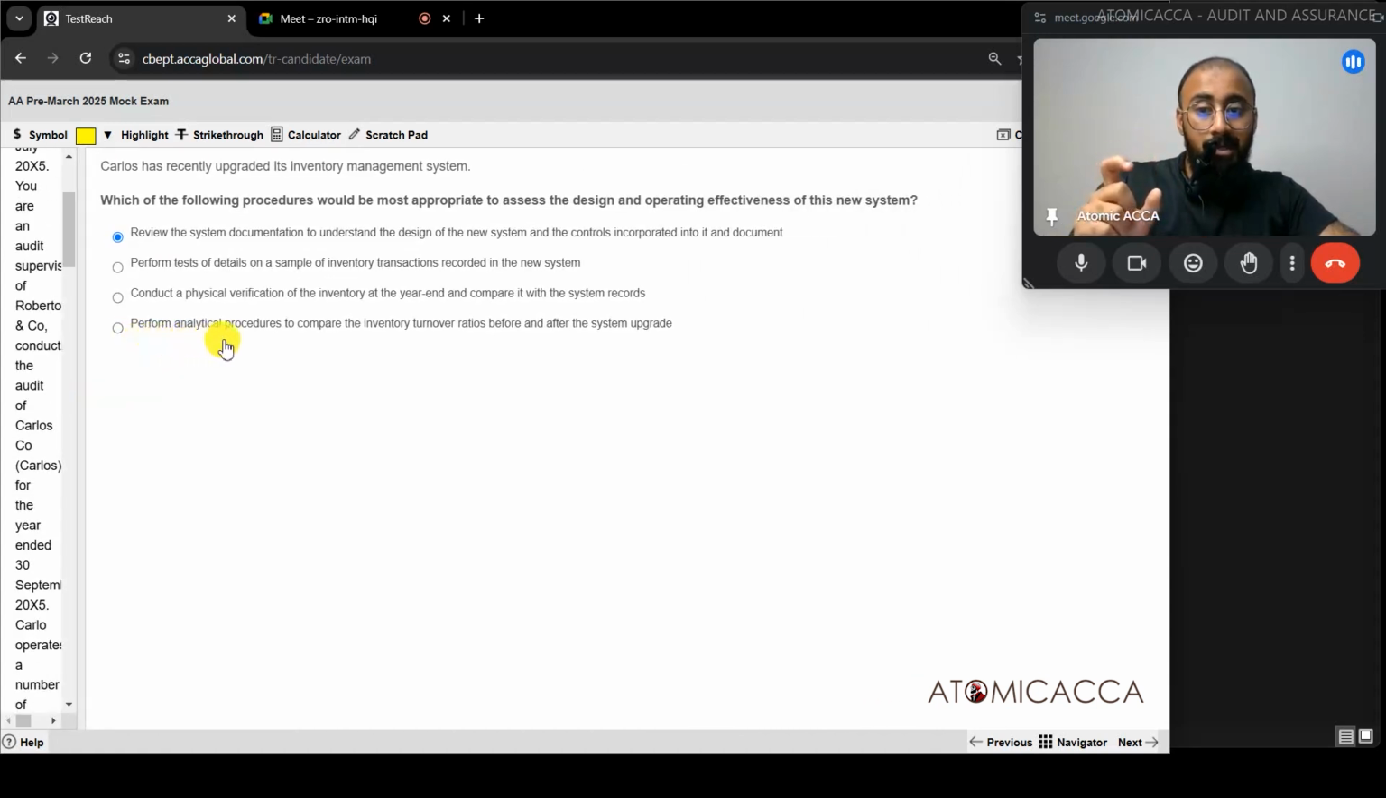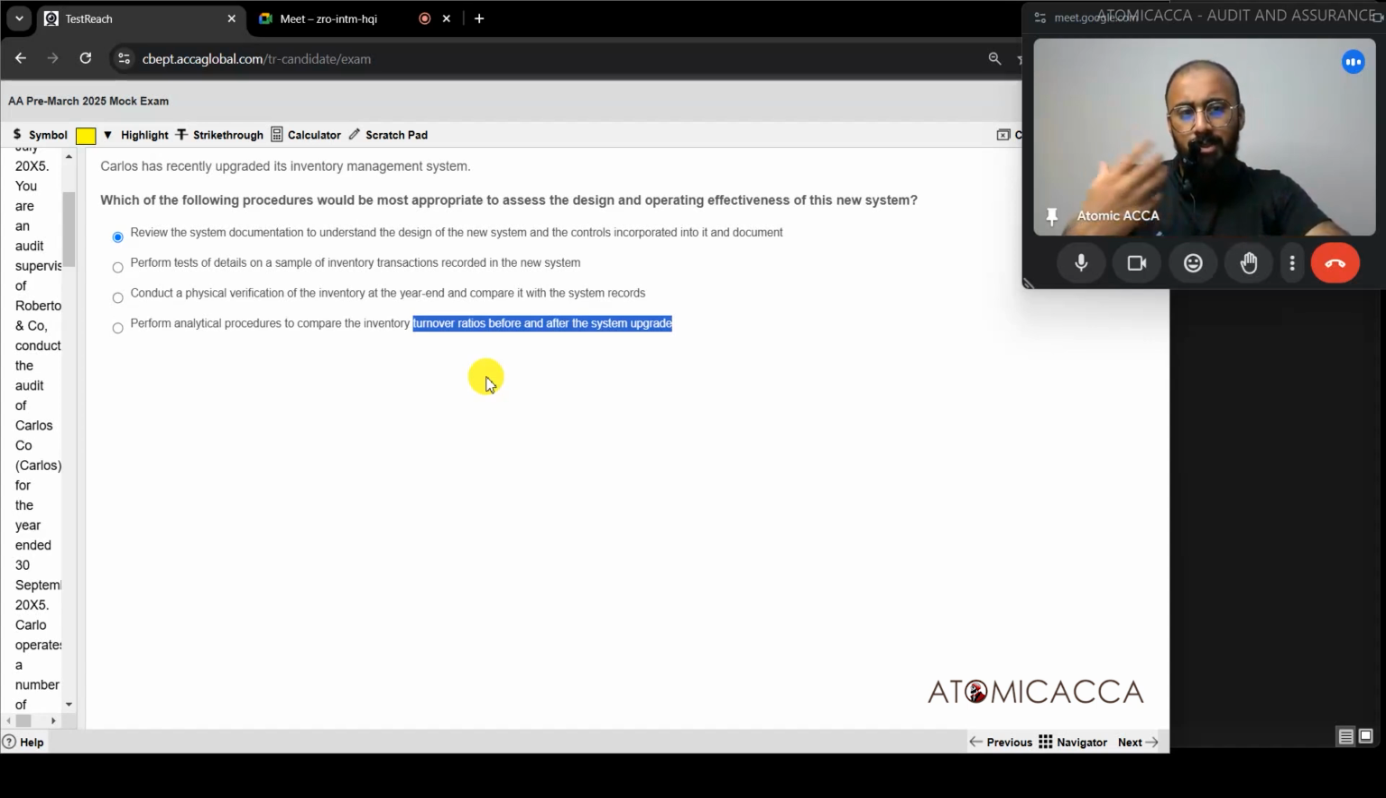Perform analytical procedures to compare the inventory turnover ratios before and after the system upgrade. Inventory turnover ratio means within a particular time period, how many times you are able to sell your product. But whether you're able to sell the product or not was not the idea behind having that inventory management system, because your plan was not to enhance the sales just by implementing this new system. Your plan was to record the inventory values properly.